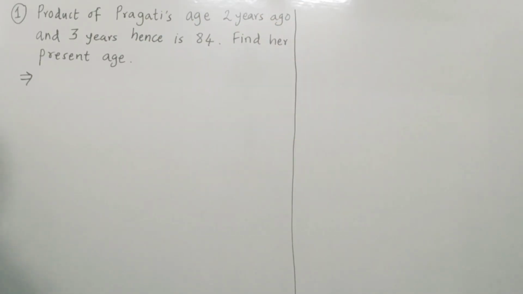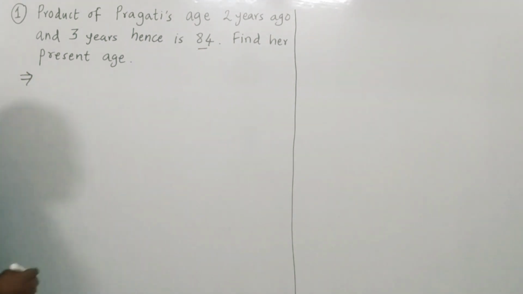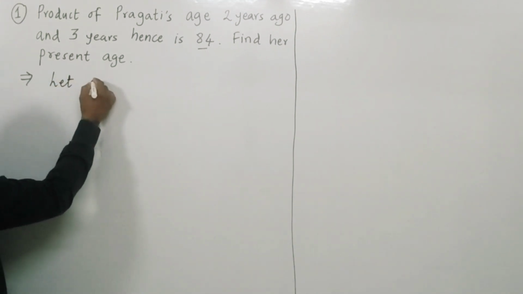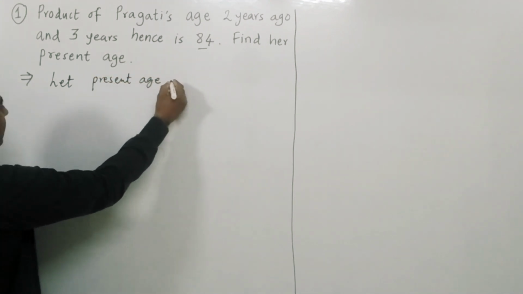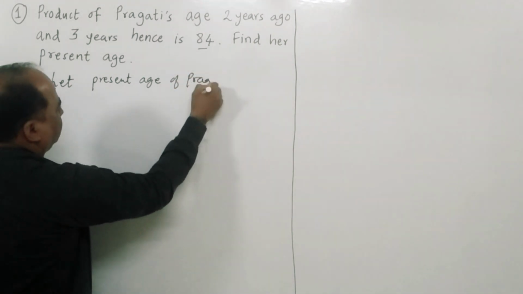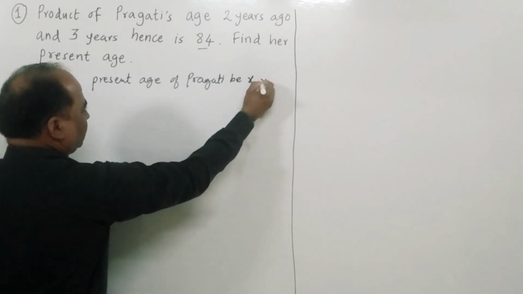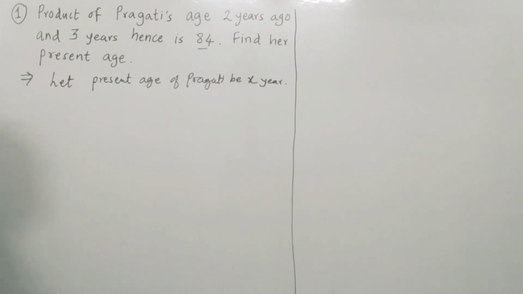First example: the product of Pragati's age 2 years ago and 3 years hence is 84. Find her present age. So, we'll assume one unknown variable x. Let the present age of Pragati be x years. The age of Pragati is not given, only the relationship is given.